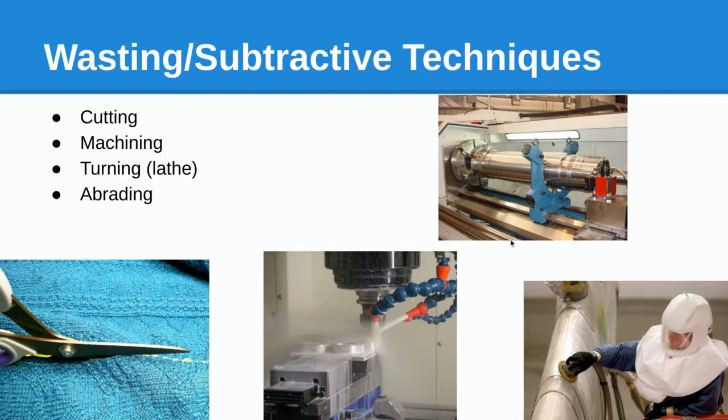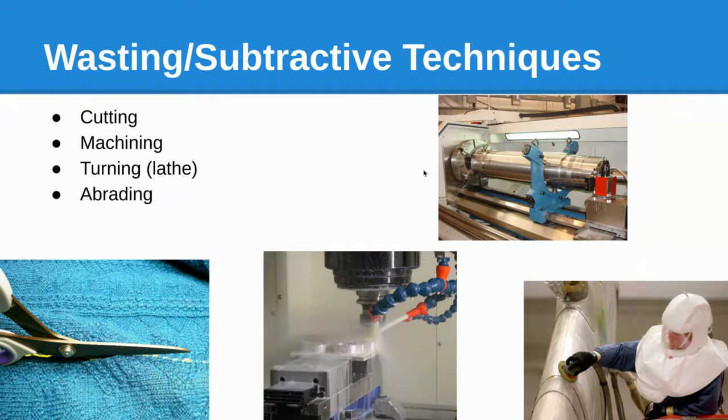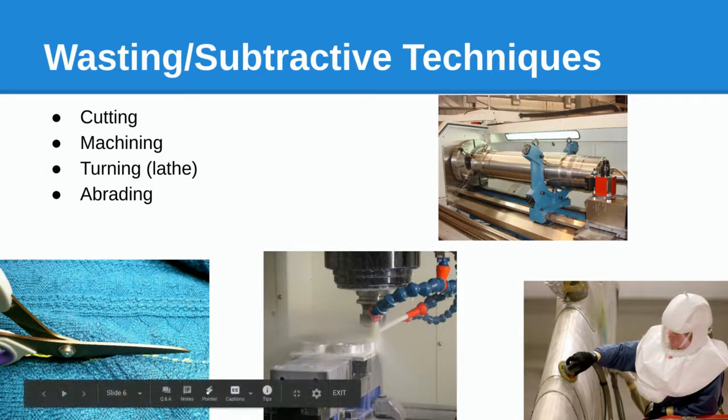Wasting and subtractive techniques. You can do cutting, like for example with scissors or shears. You can do machining, like with a CNC mill. You can do turning, like in a CNC lathe, where this middle part is on a cylinder and it's spinning, and this blade is getting pushed onto the outside and it's cutting away. Or you can do abrading. Think of abrasion, where you are removing material by rubbing something against it. In this case, some kind of sandpaper to get this wing exactly how they want it.